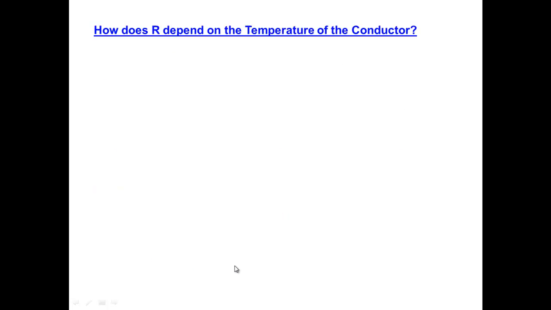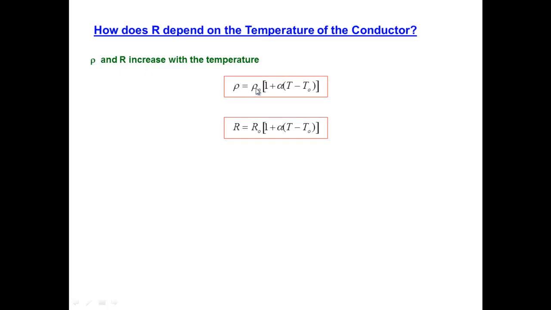Now, I mentioned that resistivity depends on the temperature of the conductor, and if resistivity does, then resistance does as well. Also, it's not too surprising if you understand that resistance is caused by collisions between electrons and atoms, that the resistance will increase as the temperature increases, because the vibrations of the atoms inside the solid, as the temperature increases, are more energetic. The displacement of the atoms away from their equilibrium positions is greater, and that increases the chance for electrons to collide with the atoms.